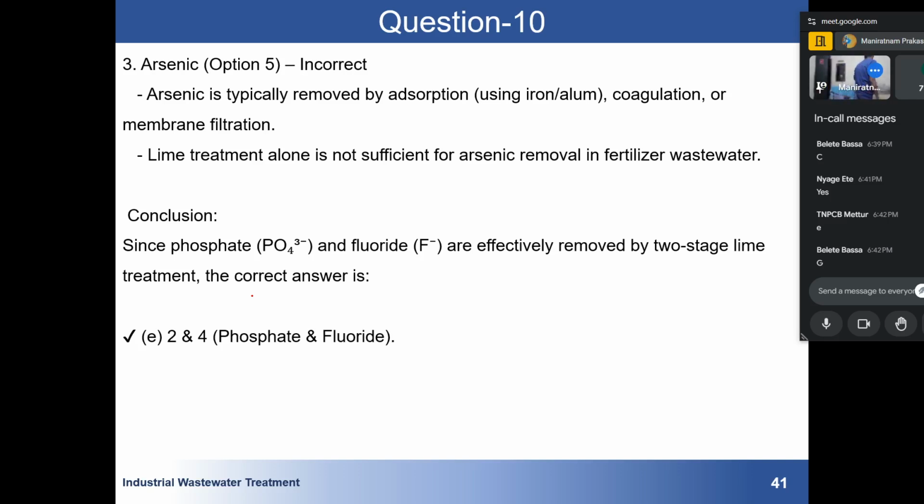Arsenic might be there in the wastewater, but it cannot be treated with the help of lime.